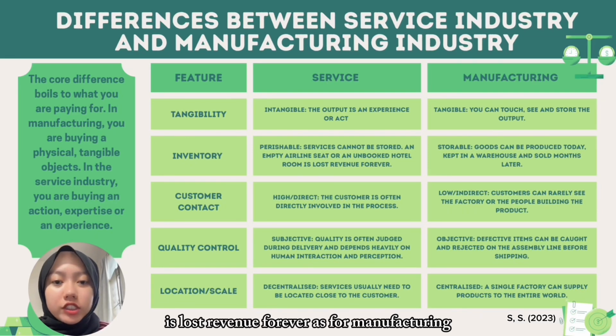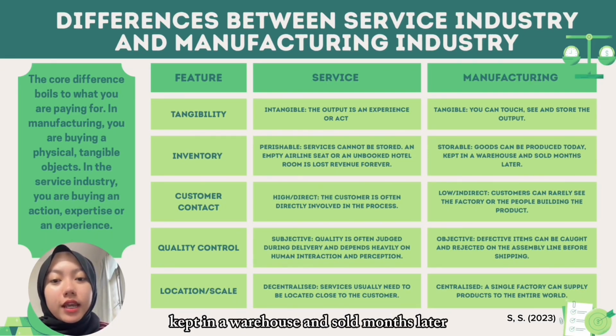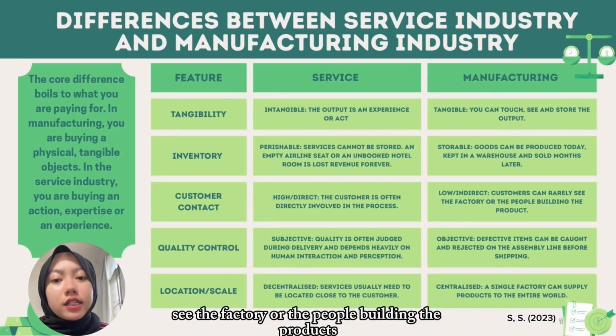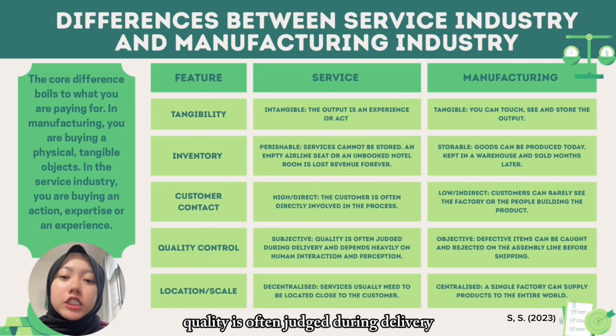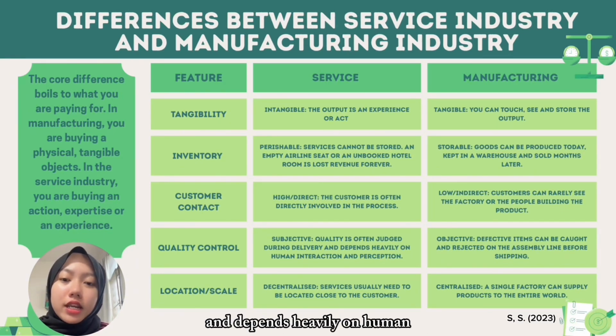As for manufacturing, the inventory is storable because goods can be produced today, kept in a warehouse, and sold months later. The customer contact for service industry is more direct because the customer is often directly involved in the process. Manufacturing, however, is indirect, which is customers can rarely see the factory or the people building the products. Service industry's quality control is subjective. Quality is often judged during delivery and depends heavily on human interaction and perception.